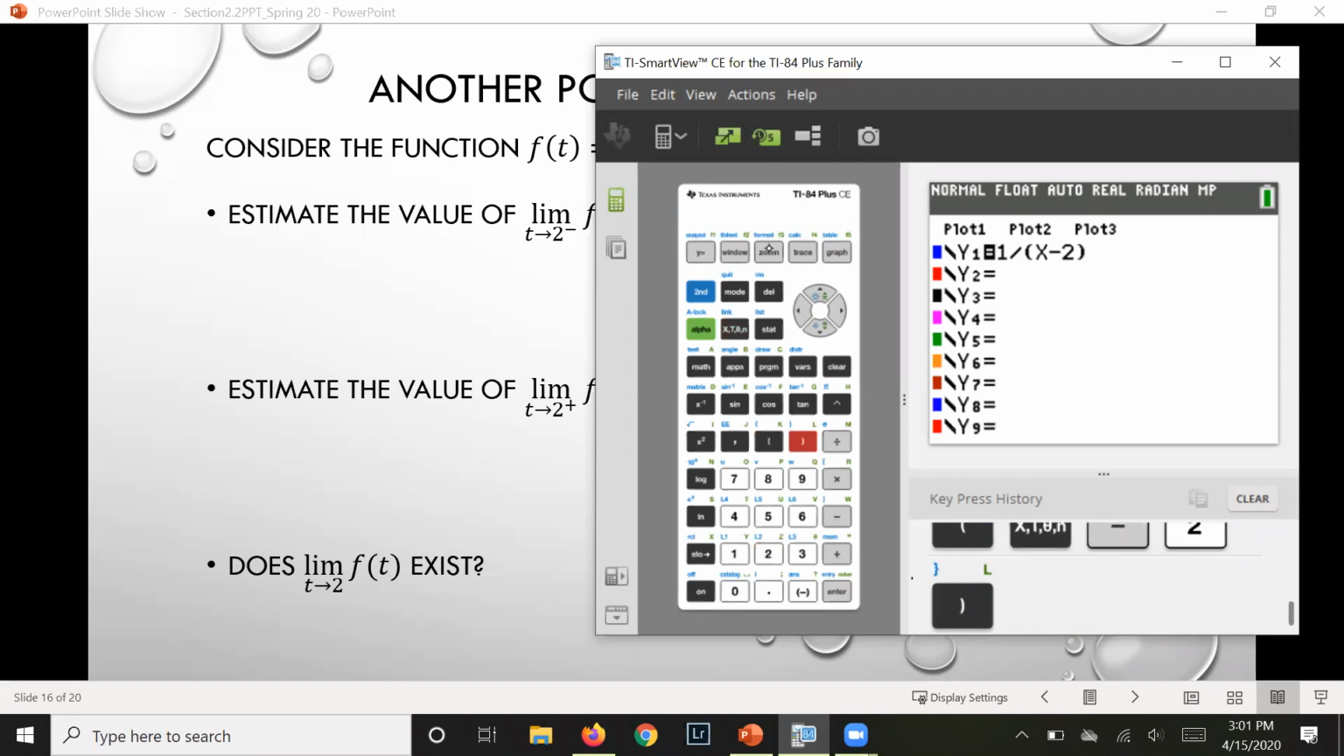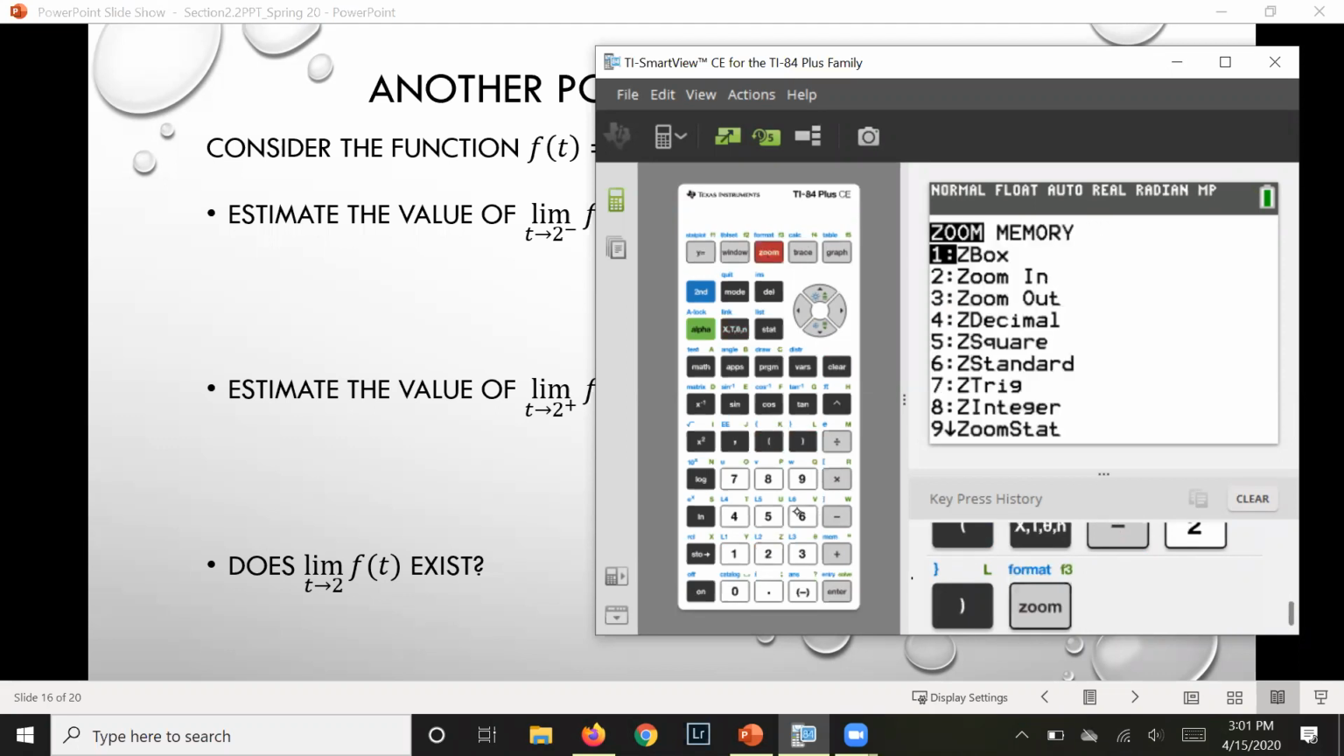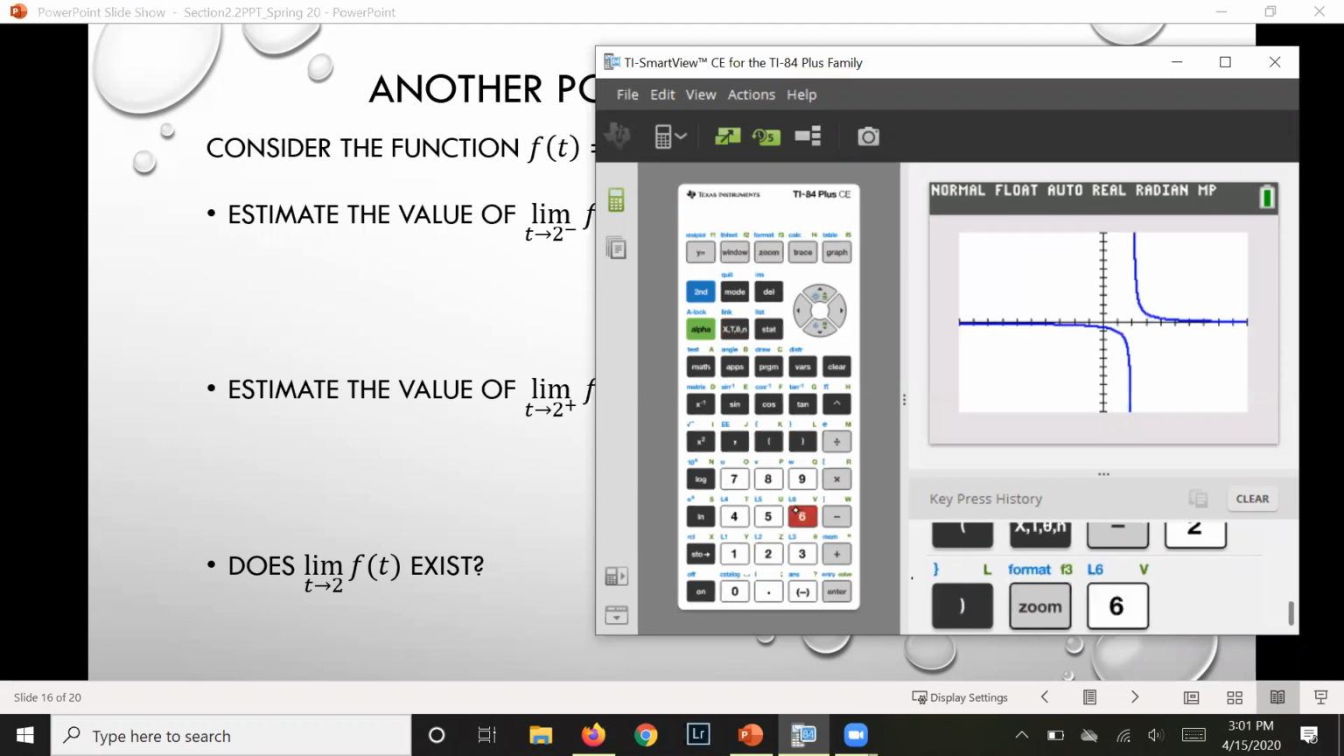And I'm going to put my zoom back to standard. So I'm going to do zoom 6 so I get a standard. And you'll notice if we take a look at the graph here, as we approach from the left-hand side, we see again the graph going down. Approaching from the right-hand side, we see again the graph going up, which matches our findings that when we approach from the left-hand side, we go towards negative infinity. From the right-hand side, it approaches positive infinity.